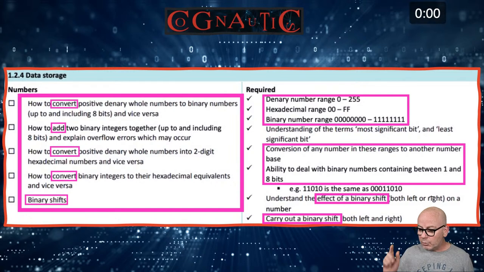Something I wanted to say to you, on the right-hand side there, can you see it says required? Denary range 0 to 255, which is basically an 8-bit number. So you needn't go any greater than 8-bit. And they actually say it again, they do repeat a lot in this syllabus. Ability to deal with binary numbers containing between 1 and 8 bits. So 8 bits is the maximum they'll ask you to do. And actually, quite often tends to be the one they ask you to do. So that's the plan today.